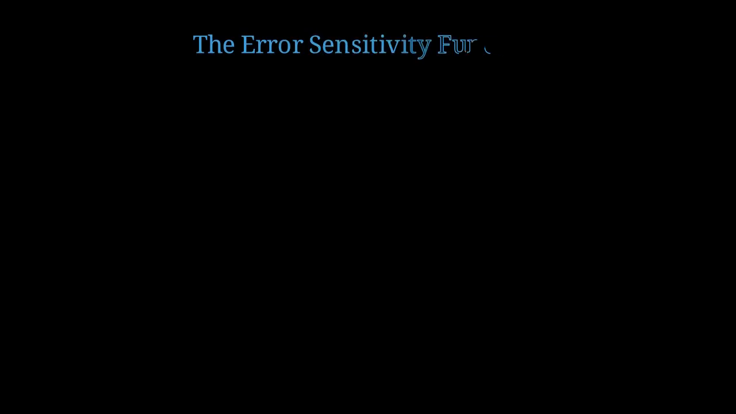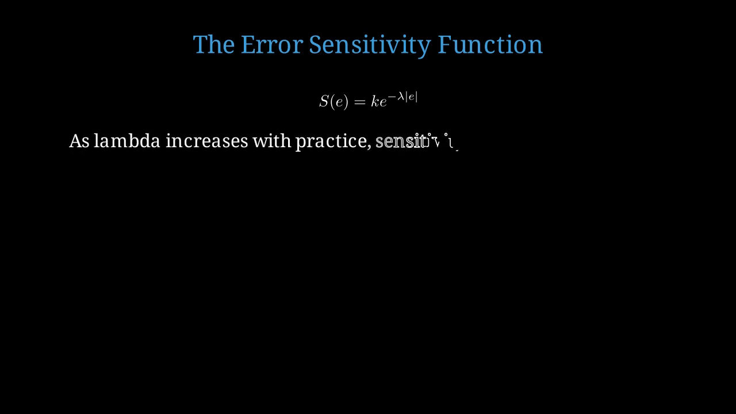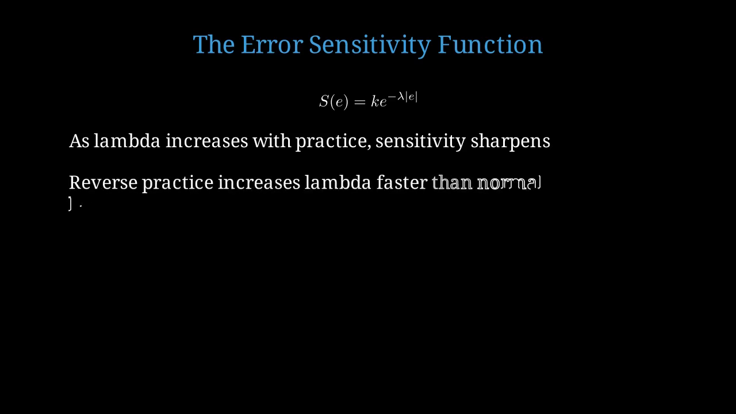We can model this mathematically with what I call the error sensitivity function. S of E equals K times E to the power of negative lambda times the absolute value of E. S is the sensitivity to error, E is the magnitude of the error, K is a scaling constant, and lambda determines how rapidly sensitivity increases with practice. As you practice, lambda increases, meaning your sensitivity curve becomes steeper. You become better at detecting even tiny errors. The key finding is that reverse practice increases lambda much faster than normal practice. By exploring the error space, you're essentially training your discrimination ability.